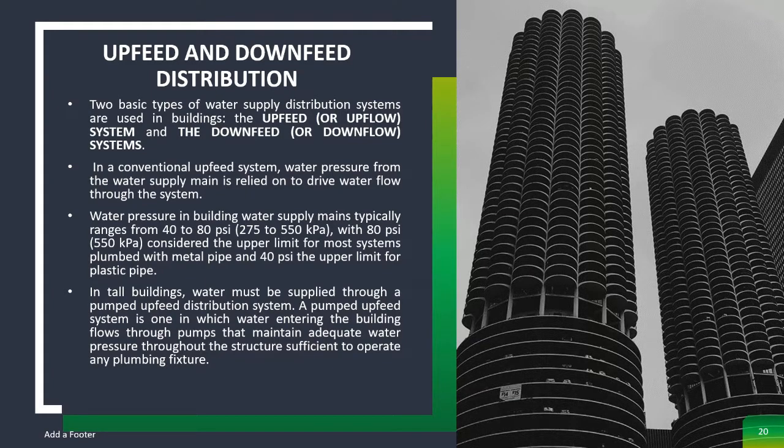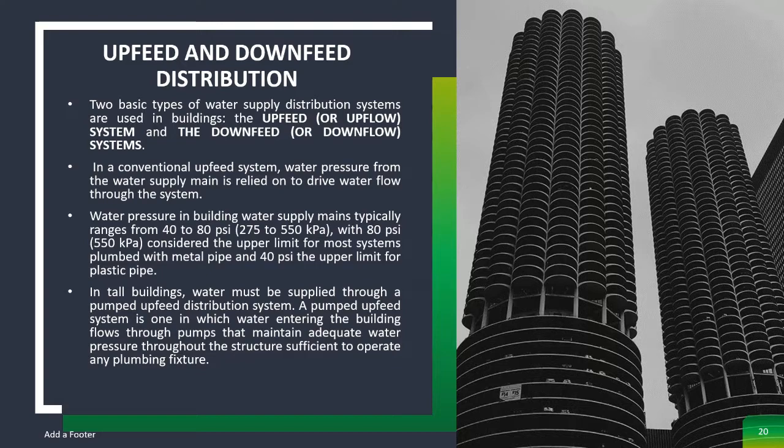You can see Upfeed and Downfeed distribution. These are the two basic types of water supply distribution systems that are used in the building. The Upfeed or upflow system and the Downfeed or downflow systems.